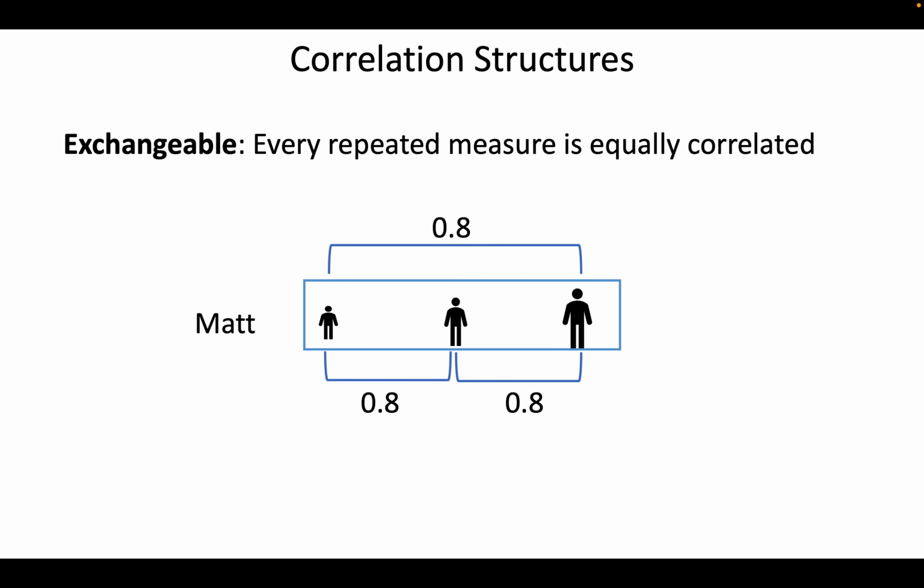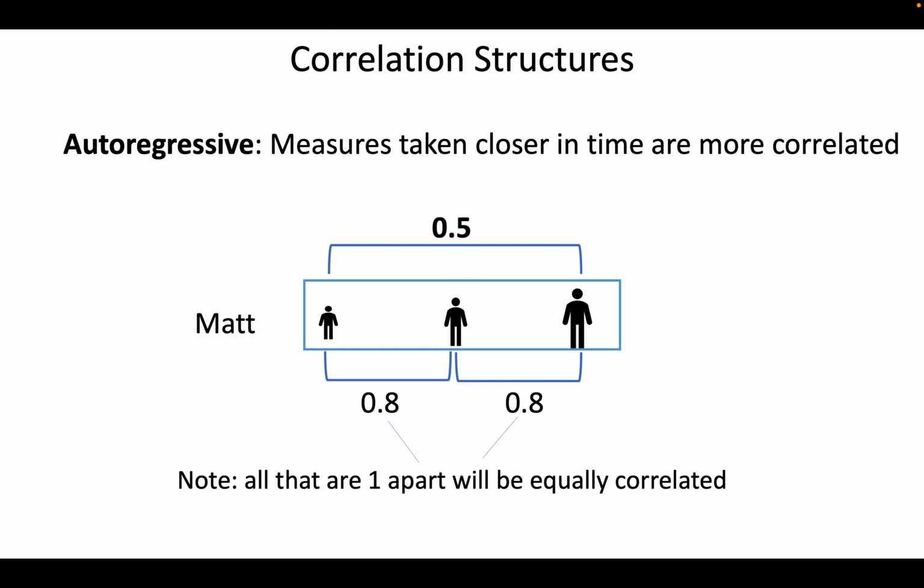So exchangeable means that in this case we have 3 measures, and an exchangeable correlation structure would mean that every measure, each of these 3 repeated measures, is equally correlated to one another. So the first and second are correlated 0.8. That's just a random number I chose. Same with the second and third. And even the first and third are the same level of correlation. And that's the simplest one.